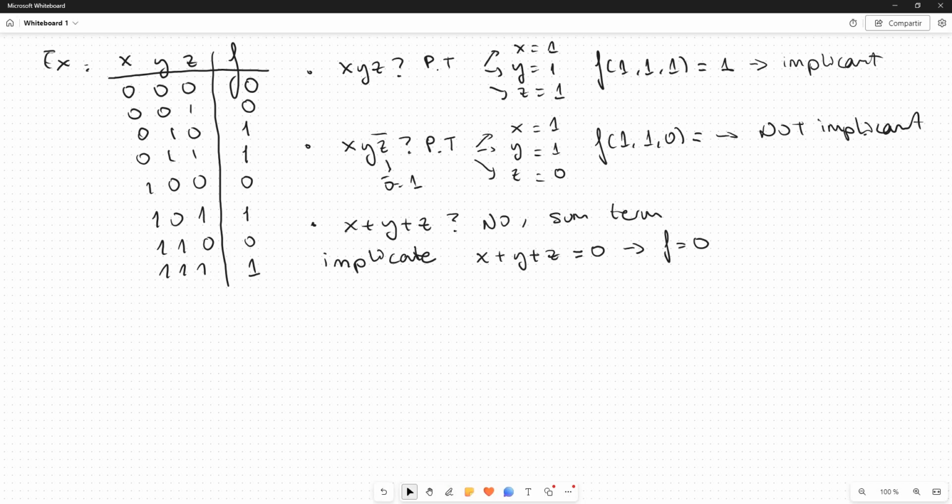We have a logic sum. The only way of having this equal to 0 is that this is 0, this is 0, and this is 0. Otherwise, it's going to be 1. So we check the value of the function for this combination. For this combination, the output is 0. So yes, it's an implicate. Remember, for an implicate, we use sum terms and the output has to be 0. We are in the dual definition, not 1, 0. Implicants 1, implicates 0.